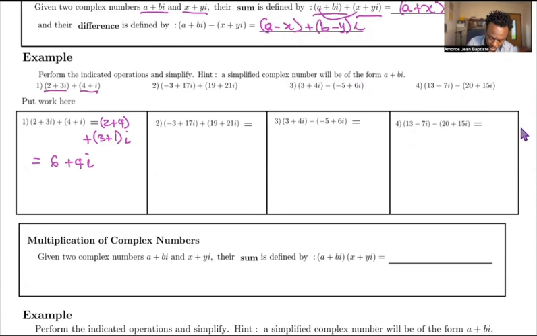Over here, I'm adding, right? So that's -3 plus 19, plus 17 plus 21i. So that's 16 plus 17 plus 21, that's 38i.